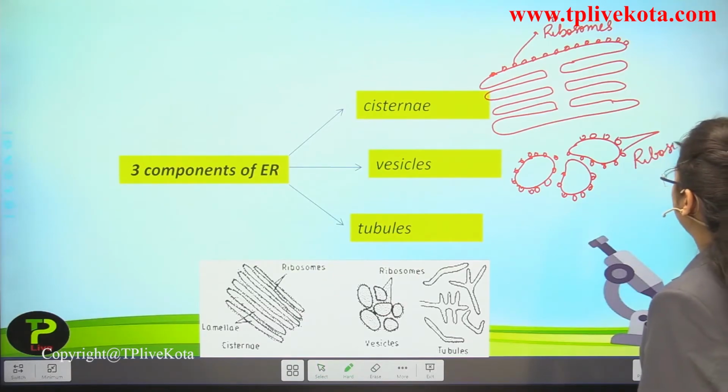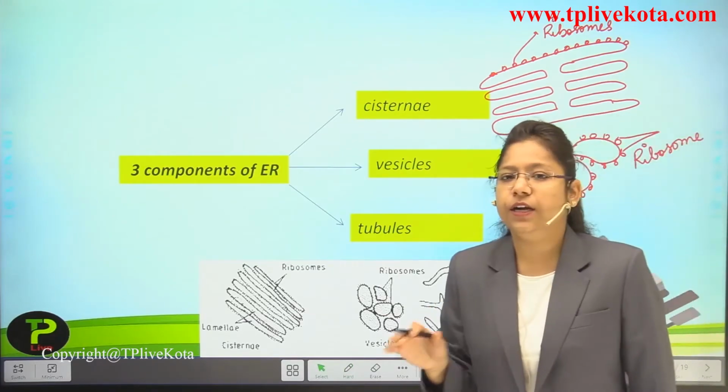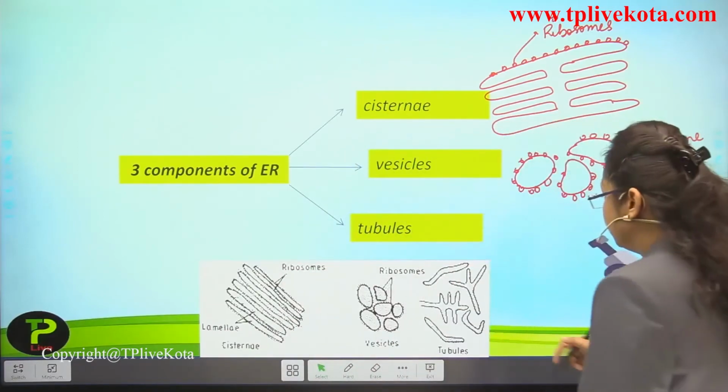Now if we talk about tubules, tubules do not contain ribosomes. Okay, they do not have the embedding of ribosomes. They are smooth. Okay, so the tubules are like this.